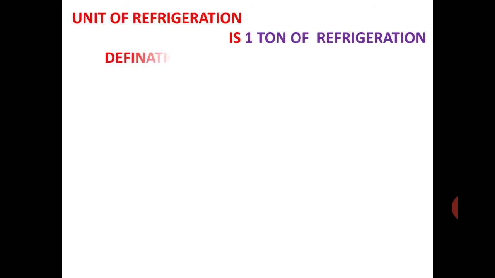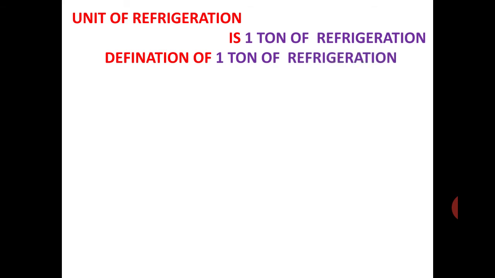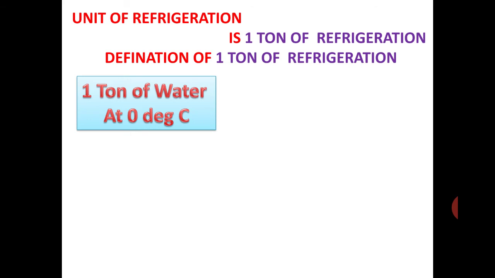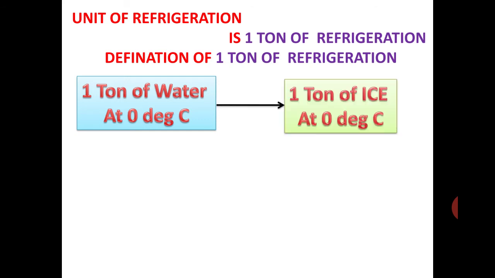Let us study the definition of this unit of refrigeration, that is 1 ton of refrigeration. Let us take 1 ton of water at 0 degree centigrade. Now this 1 ton of water at 0 degree centigrade is converted into 1 ton of ice at 0 degree centigrade in 24 hours. The time required for this conversion is 24 hours.